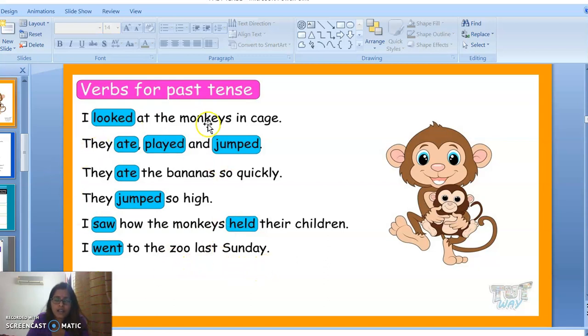So you can notice that all these sentences have used only the second form of the verb. Look has become looked here, eat has become ate, play has become played, jump has become jumped. Similarly, eat has become ate, and see has become saw. And similarly, hold has become held, and go has become went, because we are making sentences of simple past tense.